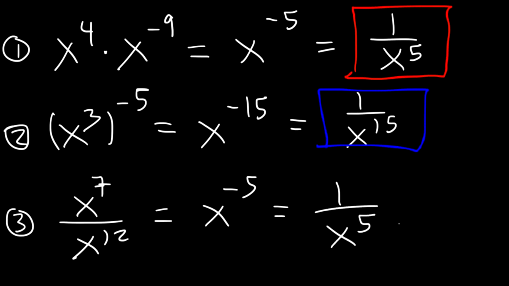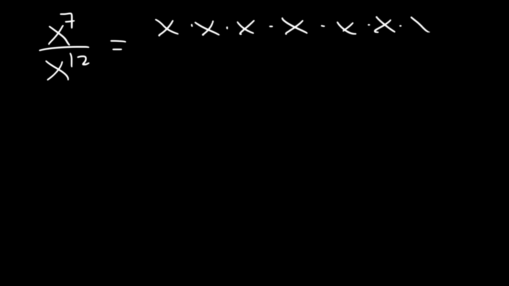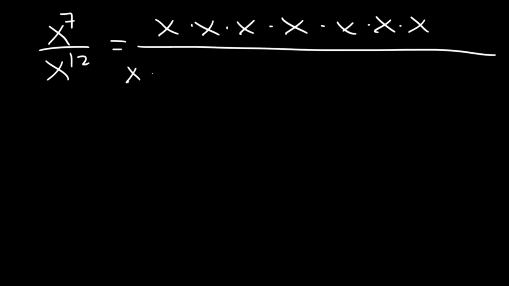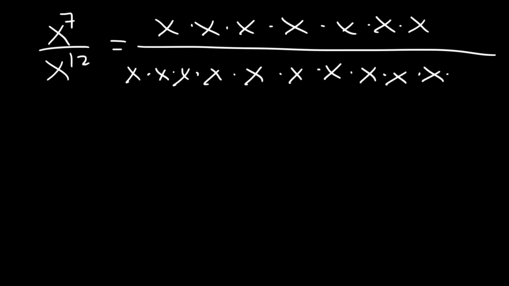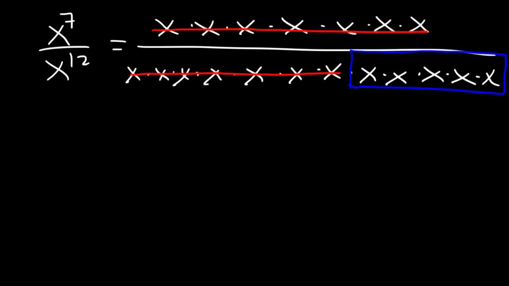Now let's talk about that example. x to the 7th means that we have 7 x variables. X to the 12th means that we have a total of 12 x variables multiplied to each other. So we can cancel all 7 x variables on top and 7 on the bottom. And notice that we have 5 x variables left on the bottom. And that's why it's 1 over x to the 5.